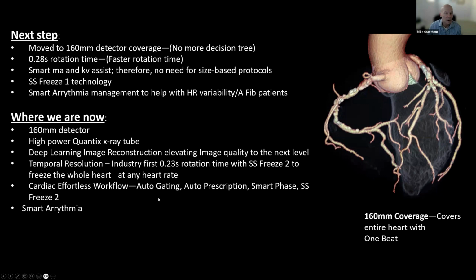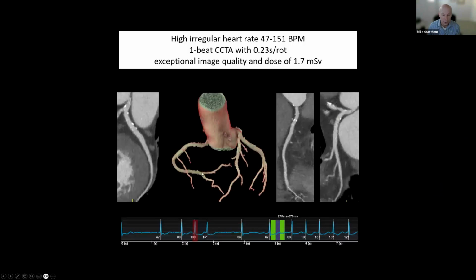The workflow was always fairly seamless because you didn't have that decision tree, but the number of decisions that the techs need to make now is even less, because we're not pushing the tube's abilities now. Most patients are done at 120, so they're not having to change the technique to get these larger BMI patients done. Smart arrhythmia can be helpful in selected patients. I find it works better for patients who have low to intermediate variability. For the high variability patients, you could use other techniques to improve those images.